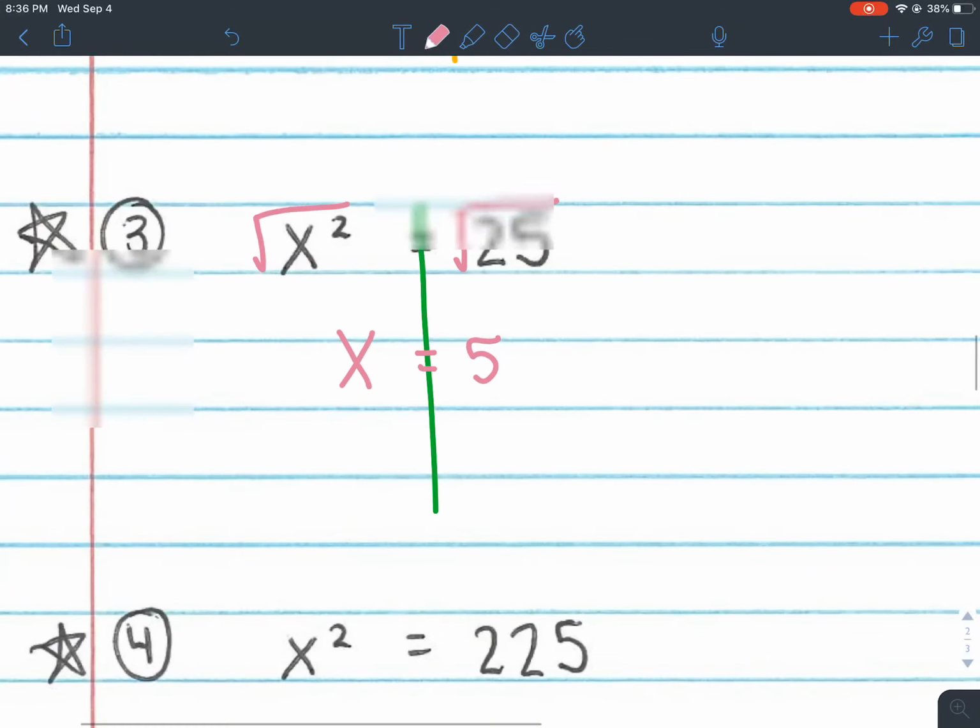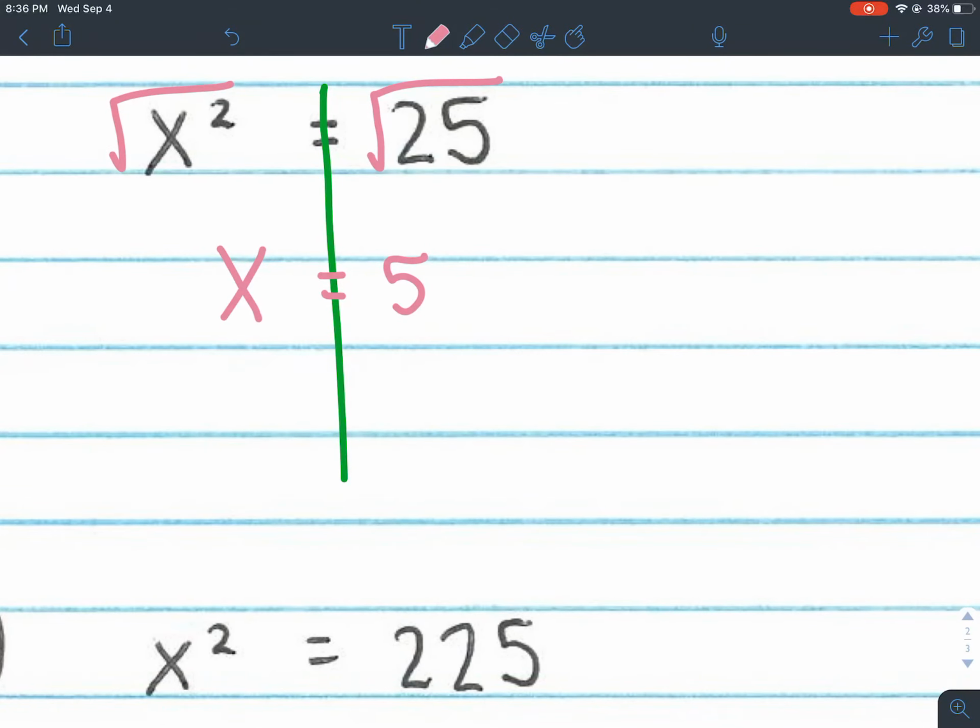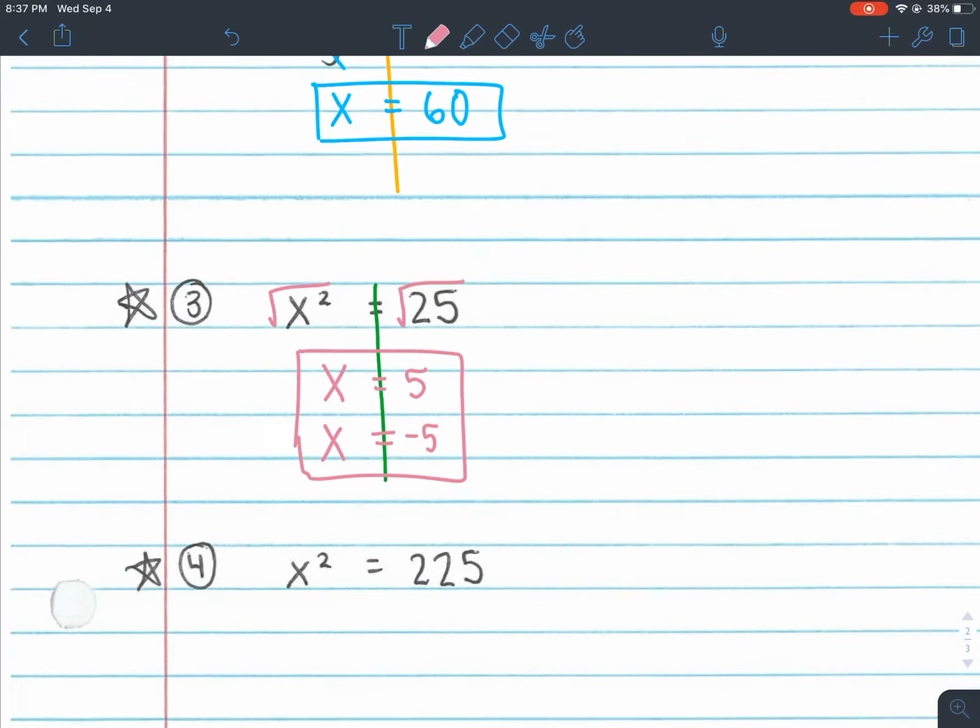Okay, well, there's a trick, there's an extra special thing about square rooting something. When you square root, you actually get 2 answers, because 5 times 5 is 25, but also negative 5 times negative 5 is also 25. So you actually have 2 answers here. You have x equals 5 and x equals negative 5.